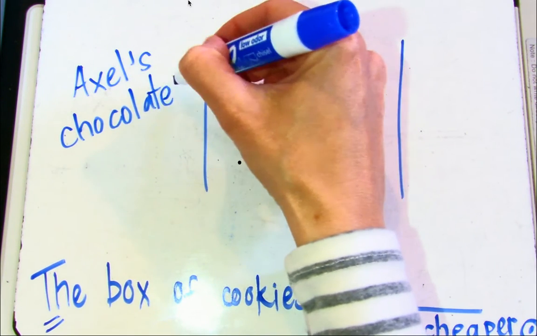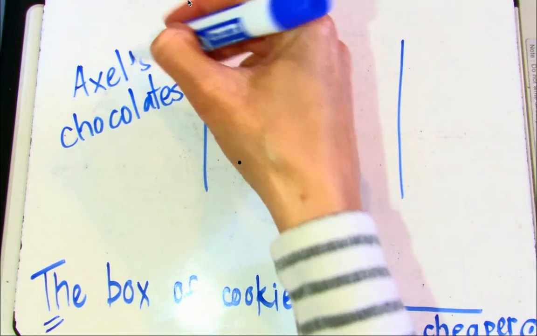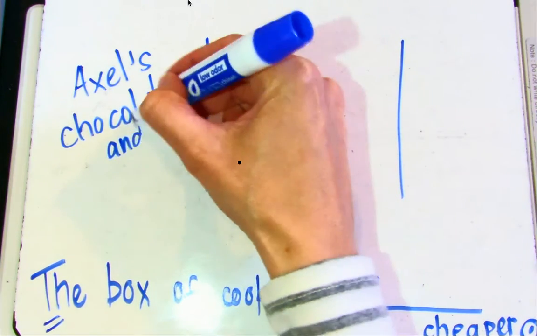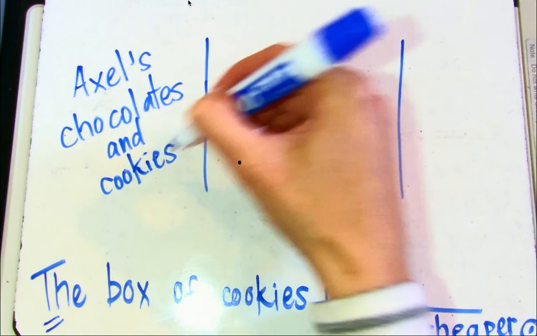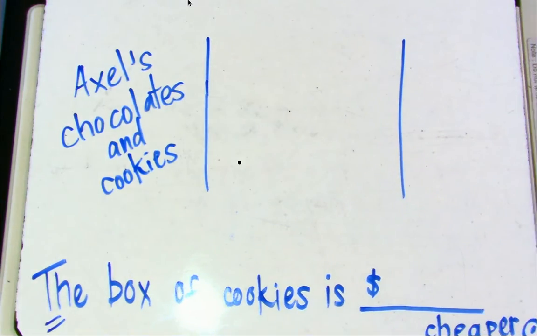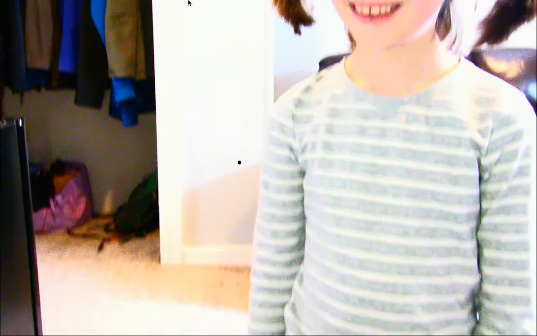This is making me want an afternoon snack. Axel's chocolates and cookies, and my daughter too. She's like, "What? Did you say chocolates and cookies, Mom?" Hi, sweetie. There she is again. You're making a lot of appearances in this video.